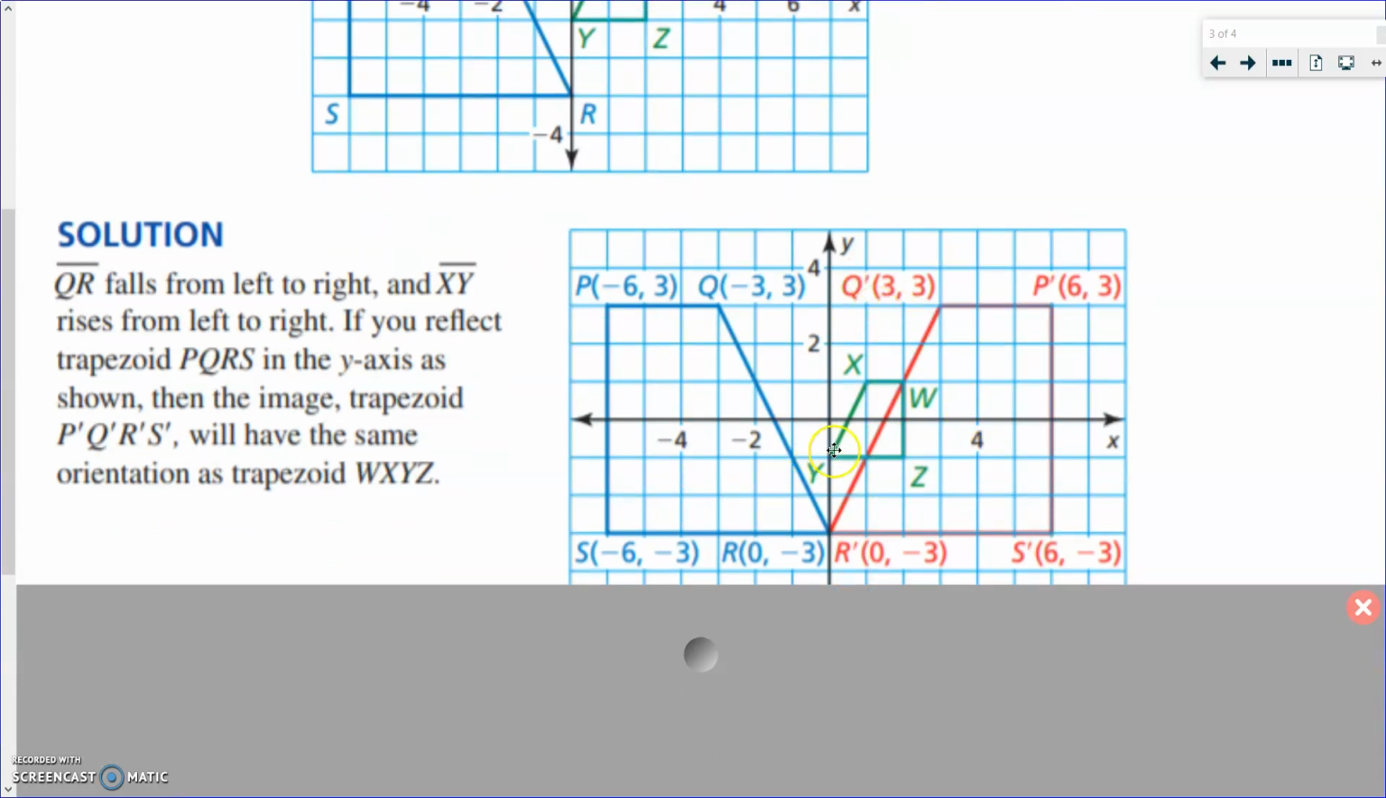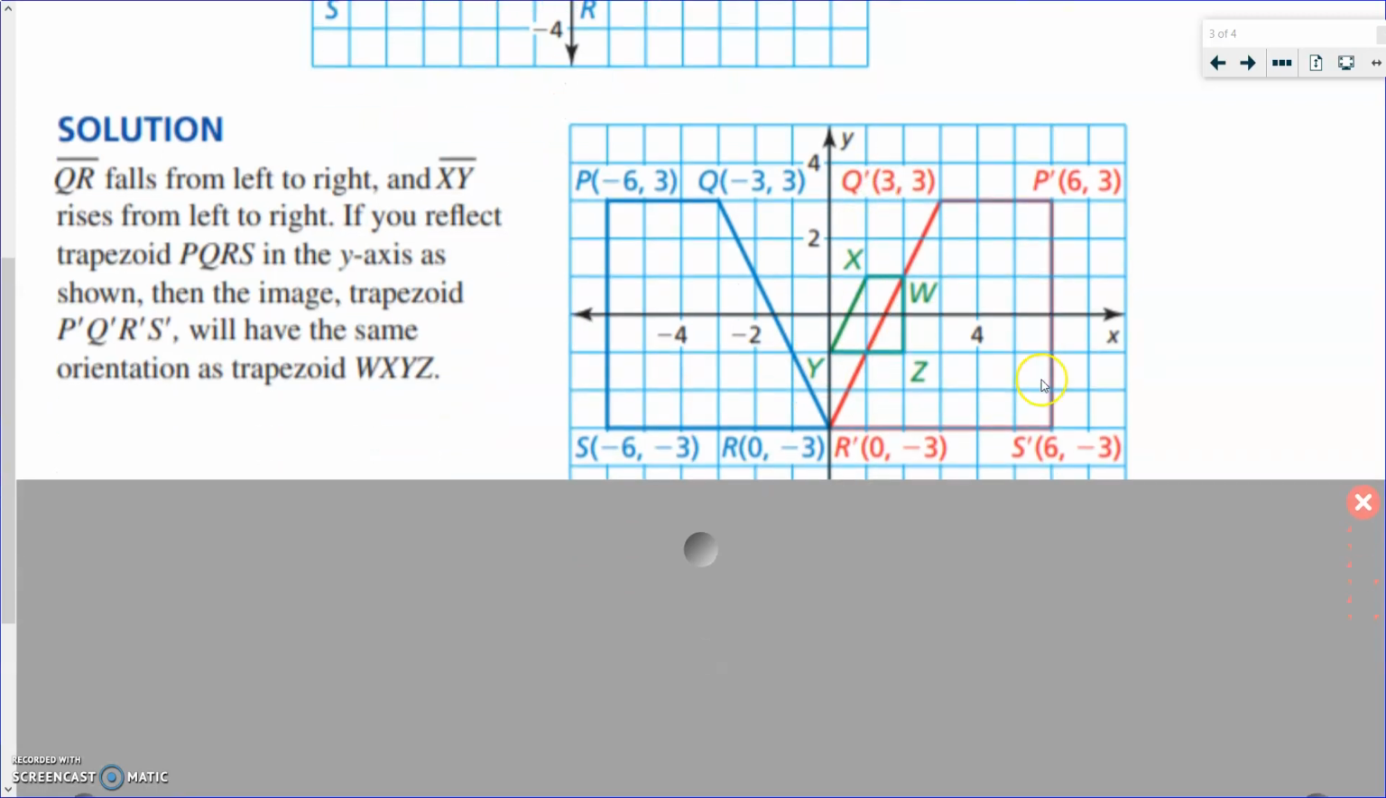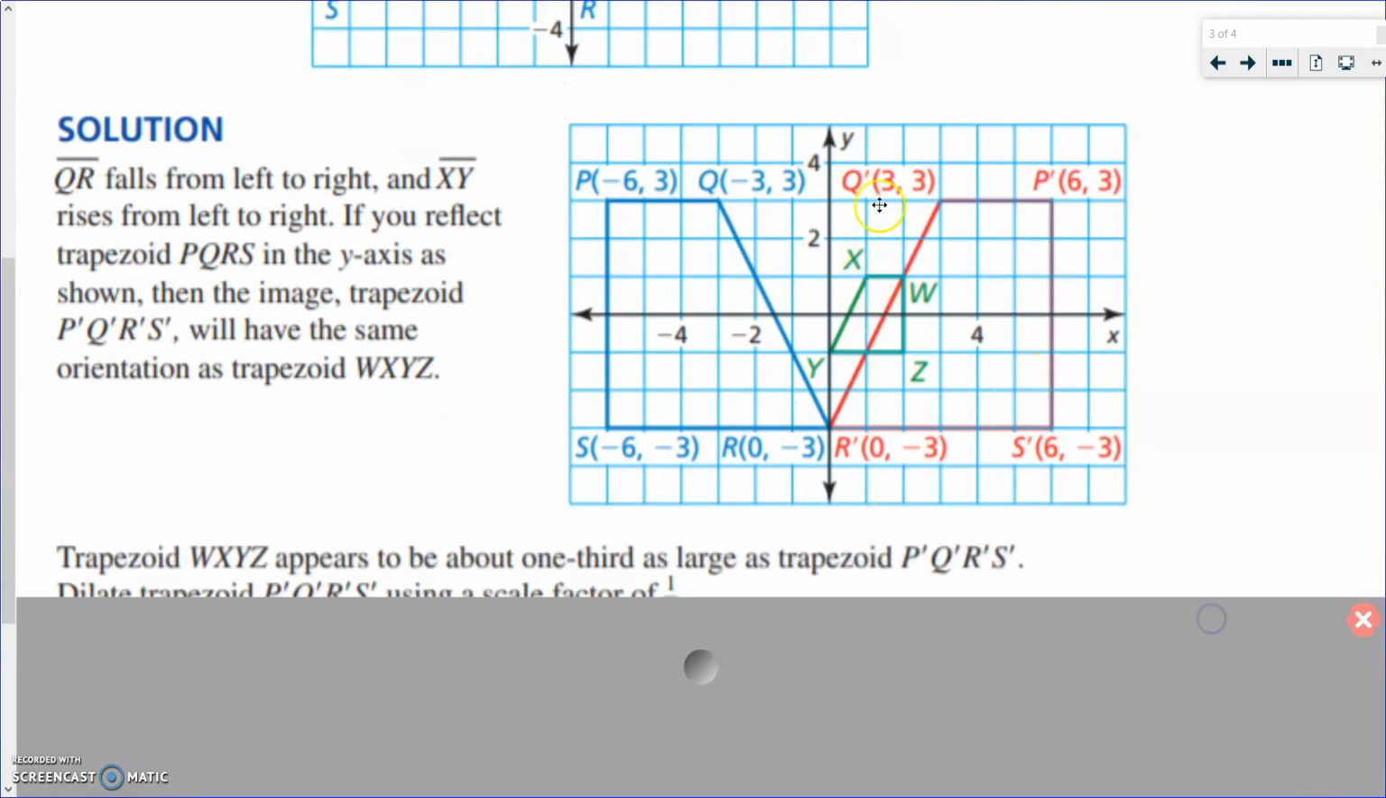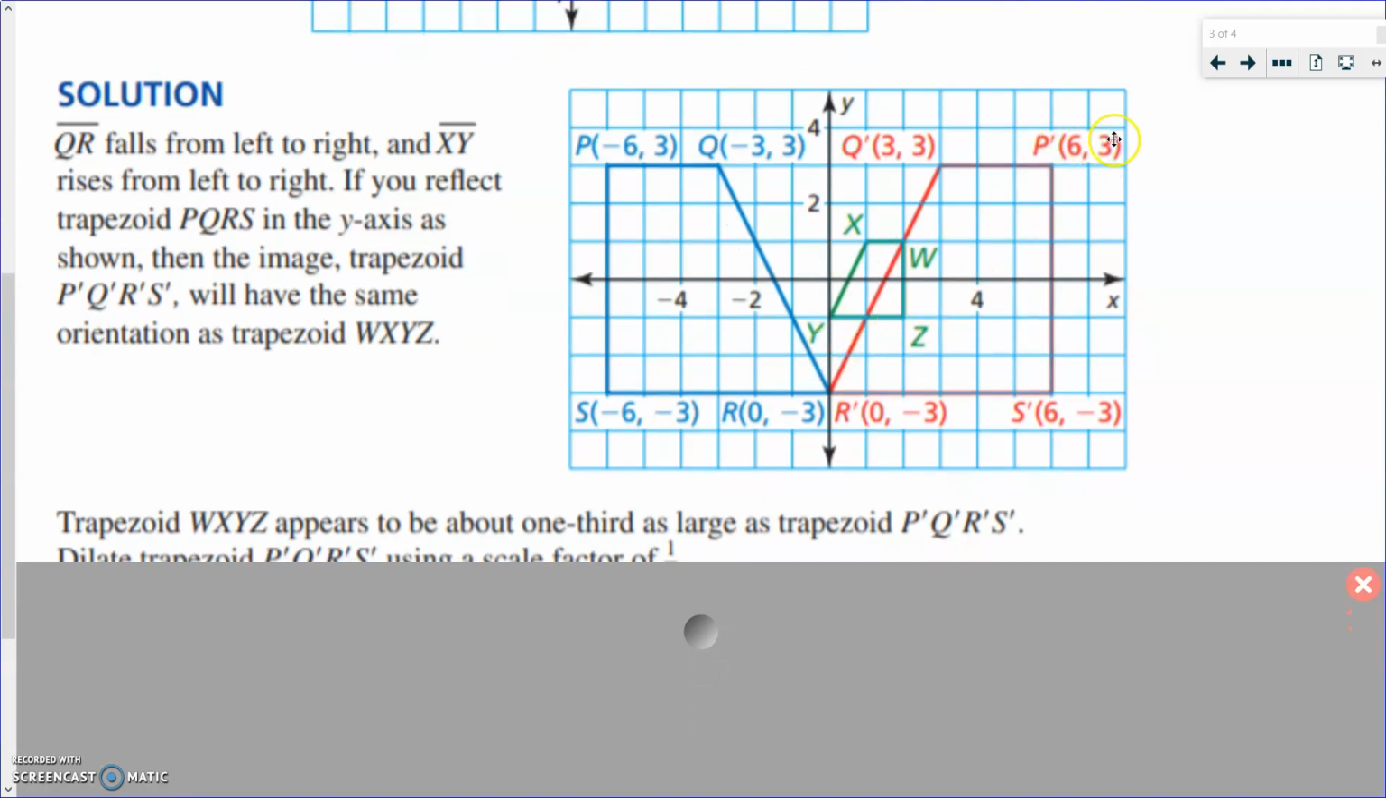So how do we go from 3, 3 to 1, 1? Well, we're dividing, and so what number do we divide 3 and 3 by? We divide it by 3, and that's how we get to 1, 1. If we divide 6 by 3, we get 2, and if we divide 3 by 3, we get 1, so 2, 1 should be our next point. There's our next point, perfect. 0 divided by 3 is 0, negative 3 divided by 3 is negative 1, so 0, negative 1, there it is. And then 6 divided by 3 is 2, and negative 1, so 2, negative 1.